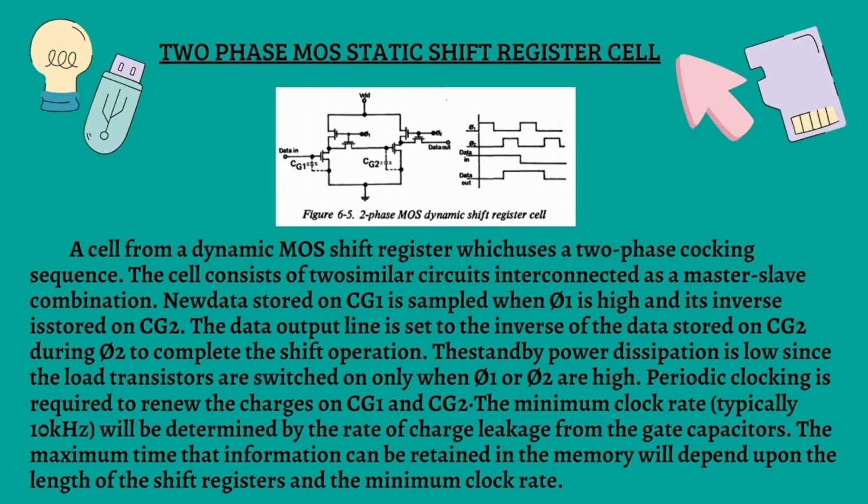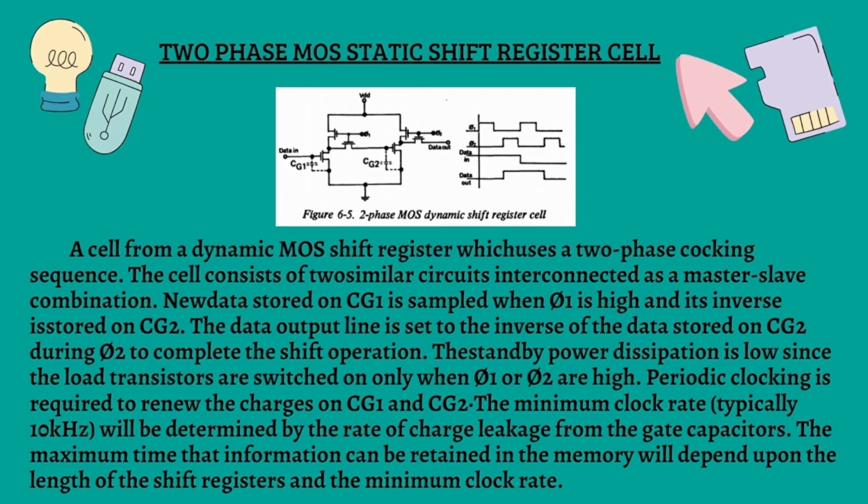New data stored on CG1 is sampled when theta 1 is high and its inverse is stored on CG2. The data output line is set to the inverse of the data stored on CG2 during theta 2 to complete the shift operation. The standby power dissipation is low since the load transistors are switched on only when theta 1 or theta 2 are high. Periodic clocking is required to renew the charges on CG1 and CG2.